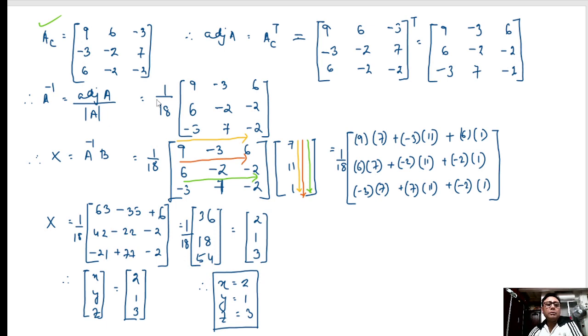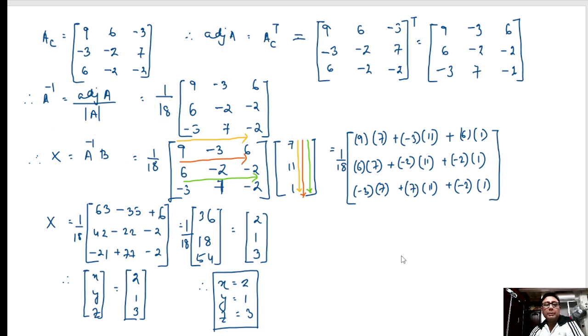Okay. Now how to find the A inverse? It is adjoint of A by mod A. So this is the adjoint of A and this is the mod A. Okay. This is calculation of the A inverse. Now how to get X, which is A inverse into B? So this is our A inverse into B. So this is the matrix B. Already we have done this.